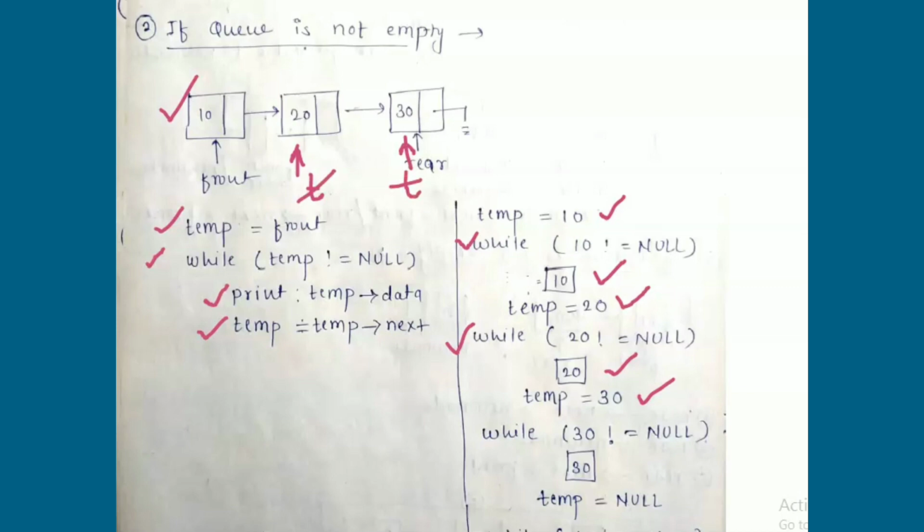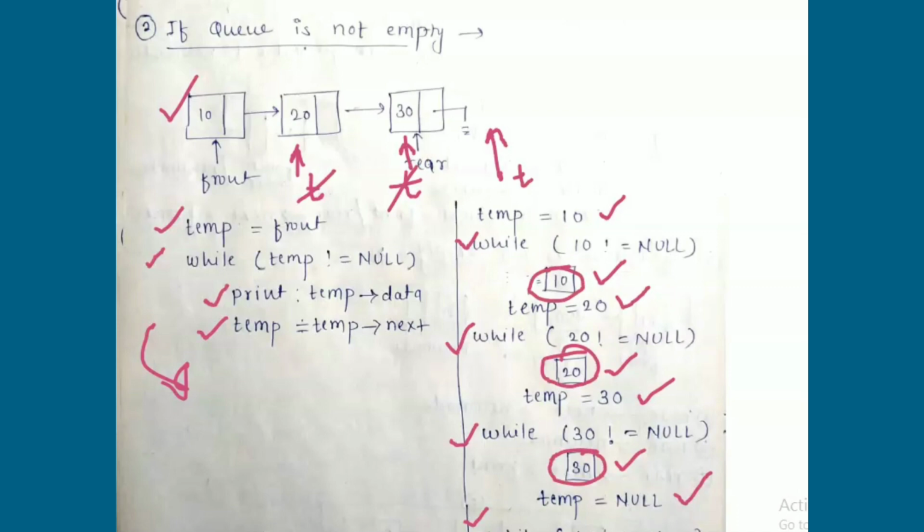After that, the while loop will be executed again, checking that 30 is not equal to null. The condition is satisfied, it will print the value 30 and temp is updated with temp next. So now your temp is pointing to null. When I go for the next iteration, it won't be executed and we will come out of the while loop. So the data 10, 20 and 30 is printed with the help of this while loop.